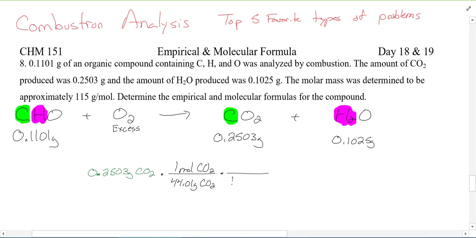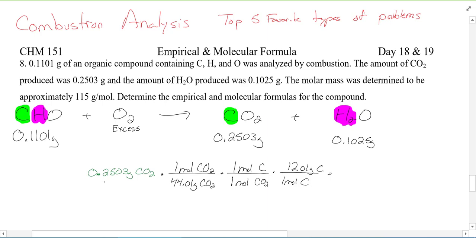We know that for every 1 mole of CO2, there is 1 mole of C. And 1 mole of C is 12.01 grams of C. So what did I just do with this conversion? I'm taking my grams of carbon dioxide and converting it to moles. I have a mole ratio of carbon to carbon dioxide. There's 1 carbon for every carbon dioxide.